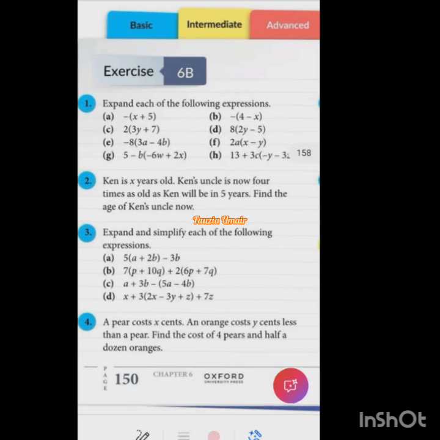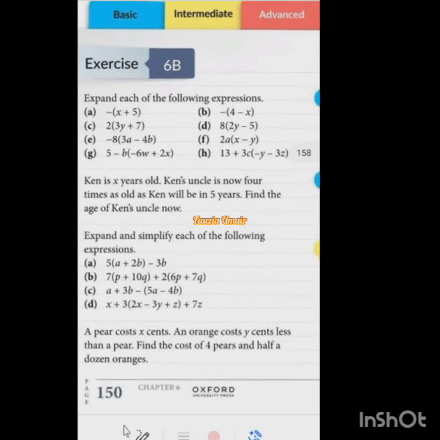So what would this be? Ma'am, in part A, minus and plus is equal to minus, and x stays the same. There is a minus outside, so both signs will be changed. So minus x minus, and minus, minus 5. Minus 6, minus 5, right?